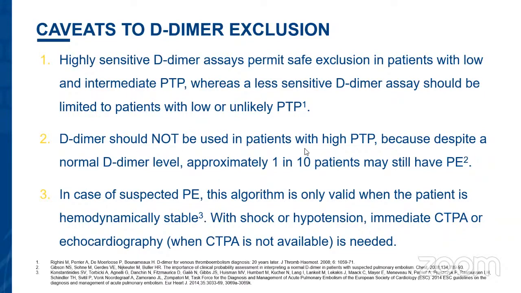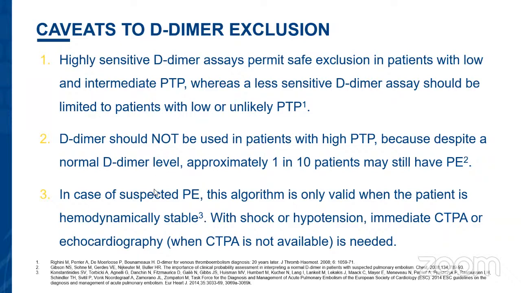D-dimer should not be used in patients with a high pretest probability because despite a normal D-dimer value, approximately 1 in 10 patients still have pulmonary embolism. So remember the group we talked about, the high pretest probability. Yes, the D-dimer could be elevated, but sometimes it's also normal. And in that case, if you have a high pretest probability but a normal D-dimer, you should still treat as though the patient has venous thromboembolism, because treating is safer in that group than the risk of missing it, okay?